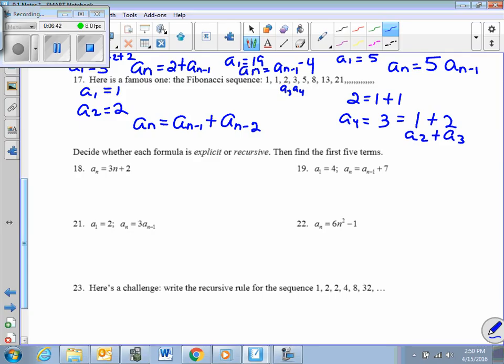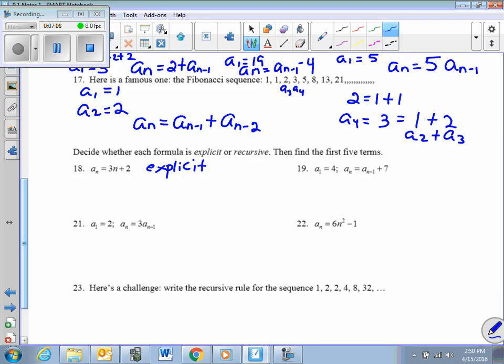Okay, let's look at these and see if we can decide whether the formula is explicit or recursive. Then find the first 5 terms. Okay, number 18, well, I can see that's explicit. Why do I know? Because there's no previous term. There's no A sub n minus 1. So this is definitely explicit.